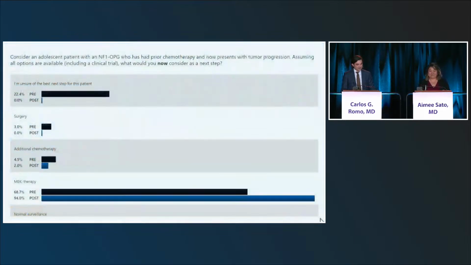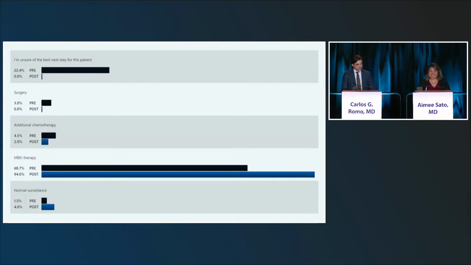Okay. Unsure? No one? Good. Surgery? No one. Additional chemotherapy? 2%, but most popular was MEK inhibition, which is an option. Yes, absolutely fabulous. Okay, great.